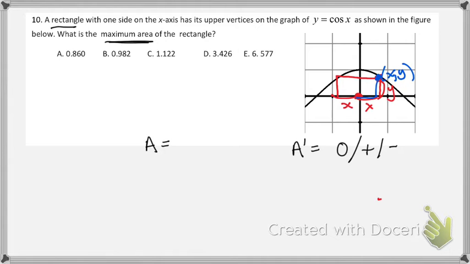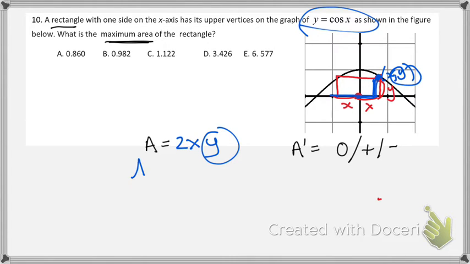Okay, but we need the area of that rectangle. So it's this total length and total width. So the area of the rectangle would be 2x times y. Then we're going to want to get rid of one of those variables. So to get rid of this y, you're going to use the equation of y, which is sitting right there. So rewrite it. Area is equal to 2x times cosine x.